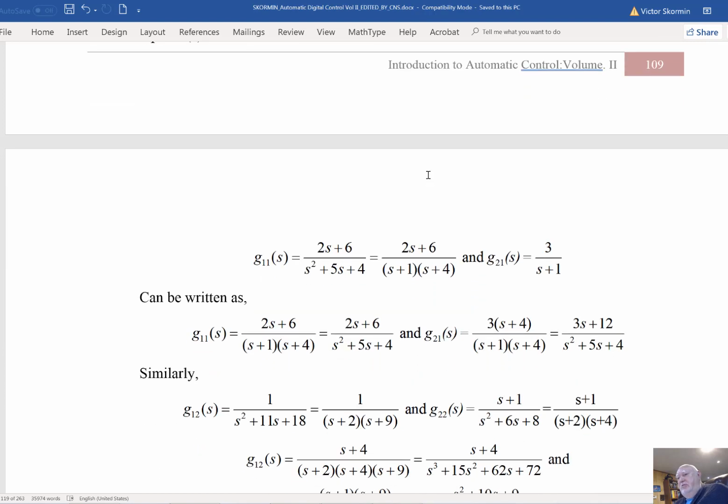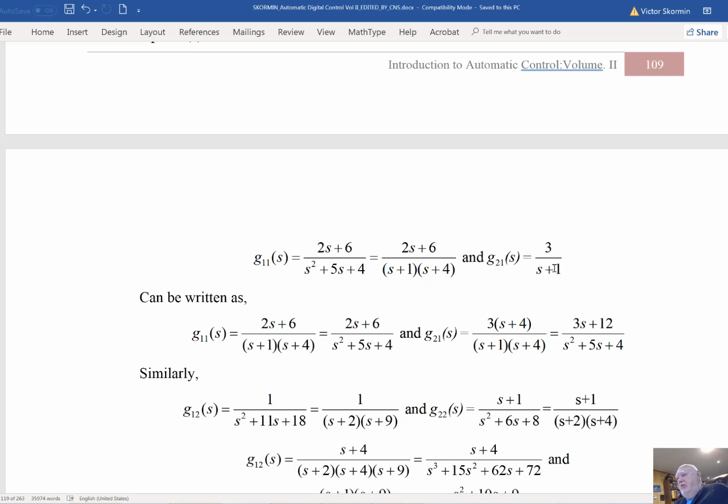So first of all, I want you to pay attention to the transfer function G11. It is written right here, and I split it into a pole zero form. And next you can see the transfer function that belongs to the same column, transfer function G21. It is written right here.